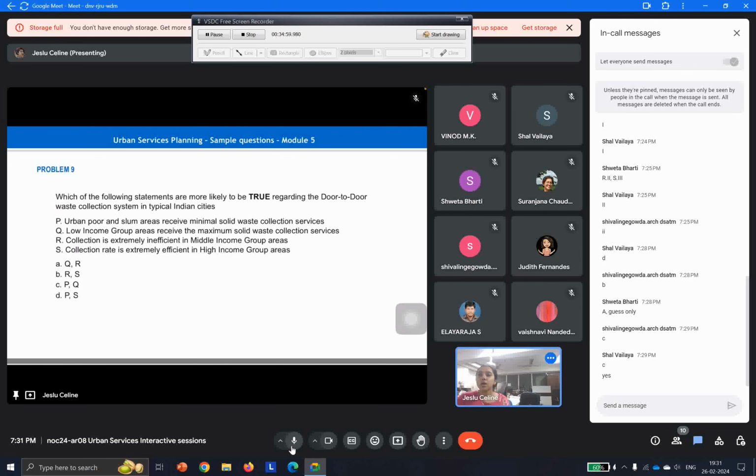Question 9. Which of the following statements are more likely to be true regarding the door-to-door waste collection system in a typical Indian city? P: urban poor and slum areas receive minimum solid waste collection services. Q: low income group areas receive the maximum solid waste collection services. R: collection is extremely inefficient in middle income group areas. And S: collection rate is extremely efficient in high income group areas. So let's go option by option.